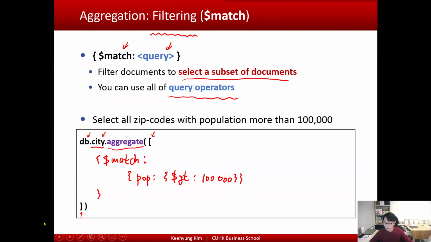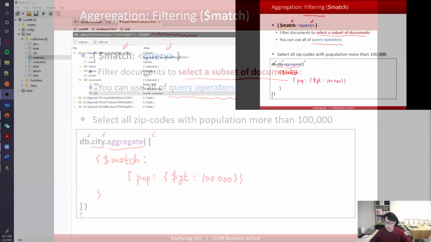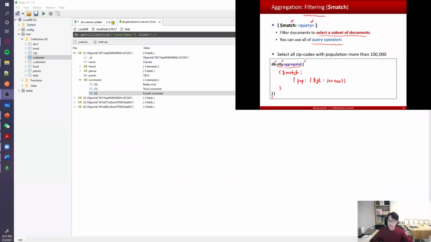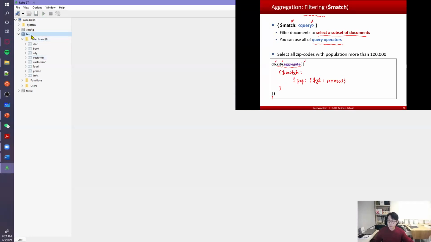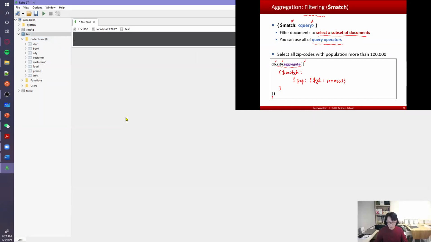So let's try this simply to see how it works. I can open a new shell inside the test database, and I can specify db.cd collection and the aggregate function, and here specify a list of operations. I have only one operation, which is match, in this case. And the query I'm going to utilize is population should be greater than 100,000.